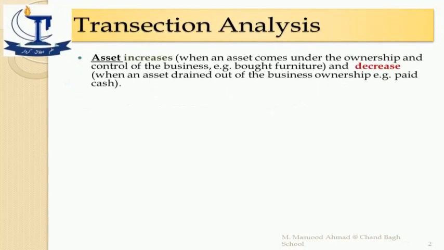We have understood in the last lessons that there are 5 heads of account, and we will be doing our analysis according to these 5 heads of accounts. Assets. First of all, we have to see whether there is any asset involved in this transaction, and if it is so, then whether it increases or decreases in our business.